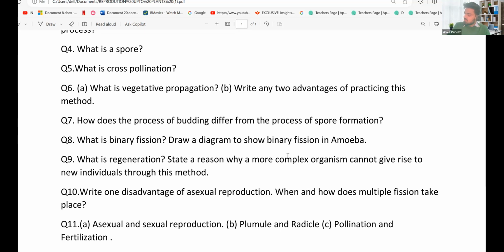Jaslin, may I know what are the advantages of practicing this vegetative propagation? Many plants are obtained in less time, and also there is propagation of seedless plants. Yes, seedless plants can be grown by this method. Predominantly can be grown by this method.